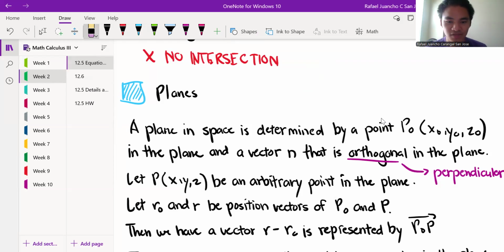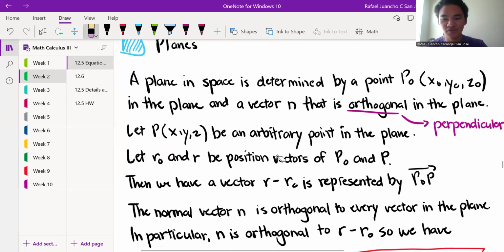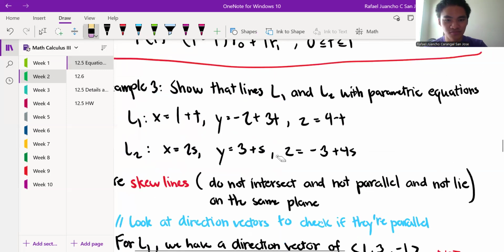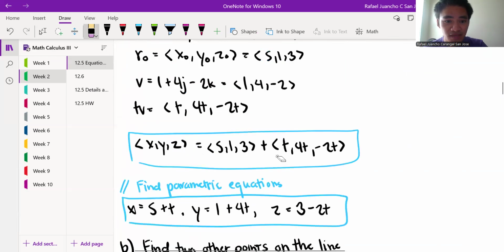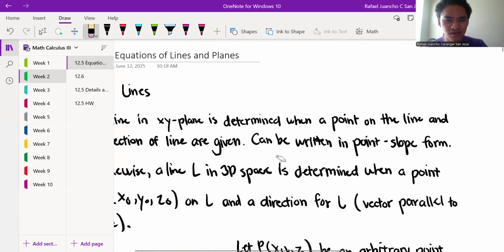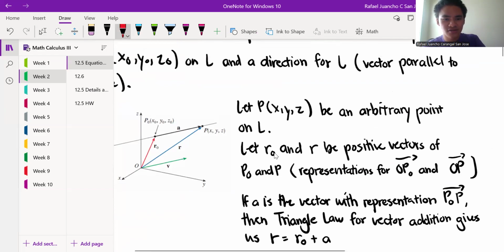Next, we let P be an arbitrary point in the plane. So that is some point in the plane. We let r naught and r be position vectors of P naught and P. This is quite similar to what we talked about previously with lines, and I'm going to show the visual. We have r naught here, which points to P naught, and then we have r here, which points to P. It's the same idea, and they're position vectors because their tail is at the origin.